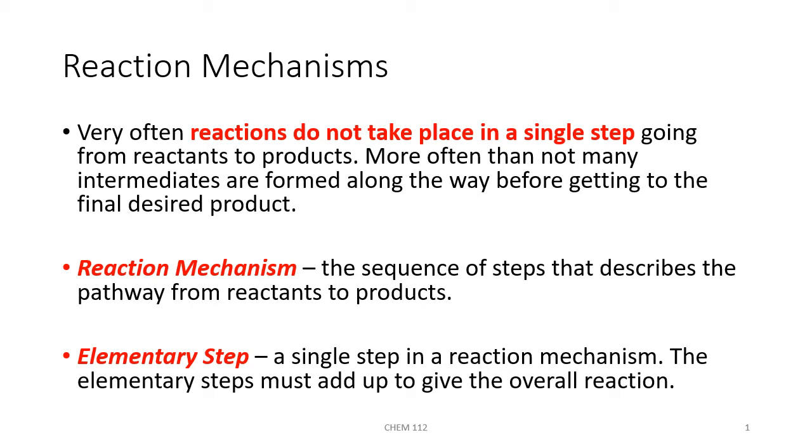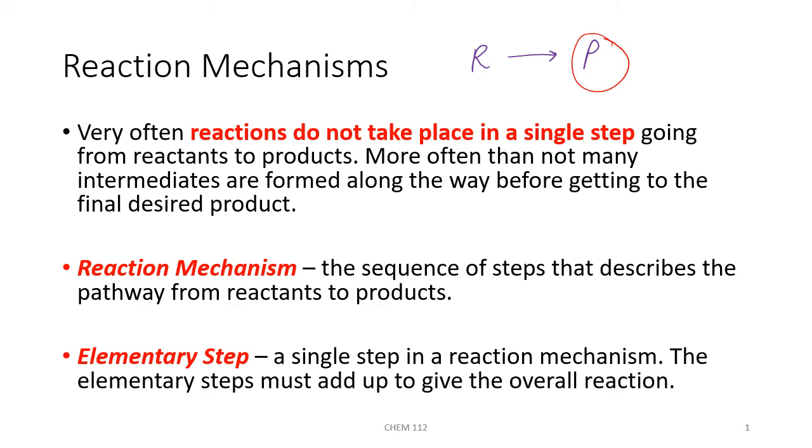Many times when we're reading a chemical equation, we might just assume that the reactants collide, come together, and immediately form the new products. But very often the reactions will not take place in a single step. There are many intermediate steps that happen along the way before actually forming the desired final product.